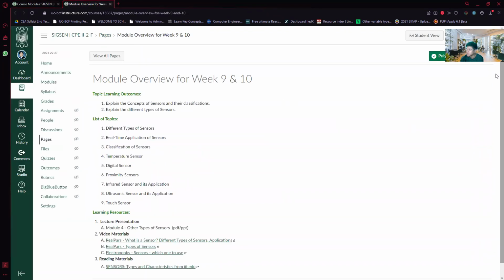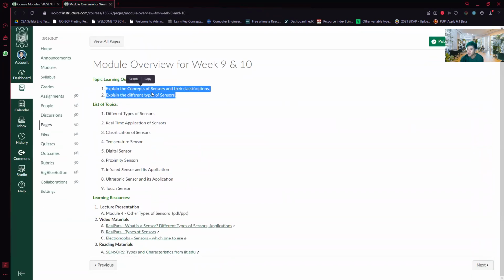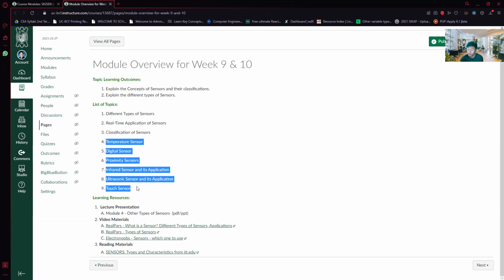So anyway, I'll just show you guys the module overview. The concepts and classifications, and then the list of topics. Again, we have the different types, classifications, what real time is, and then the different kinds of sensors, or the most common types of sensors. And again, one module, three external links, and then one PDF. Okay.